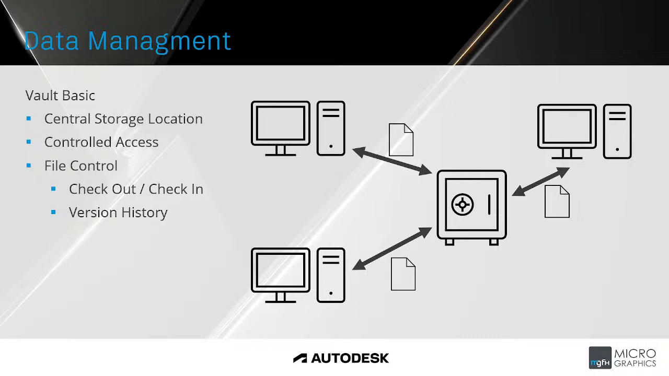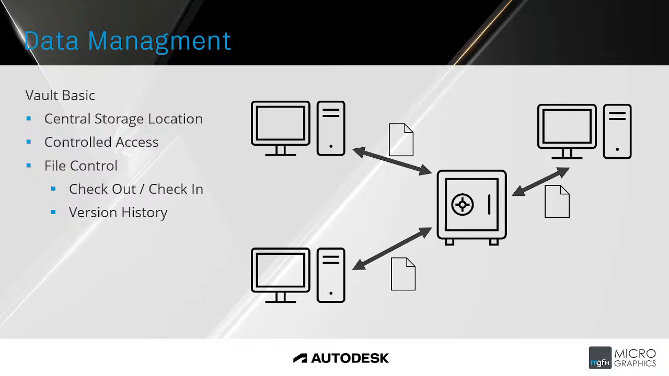Vault has a lot of built-in functionality as well, one of them being file control. If you check a file out, no one else can check that file out and make changes. They could get it, they can download it and view it, but it would be read-only. Then you can check your file back in, and this creates a version history. Every check out and check in with a change in the part creates a new version of that part. So you can always roll back to an older version as well.